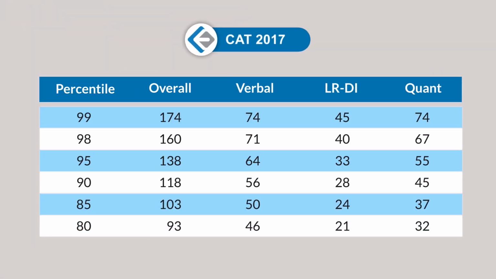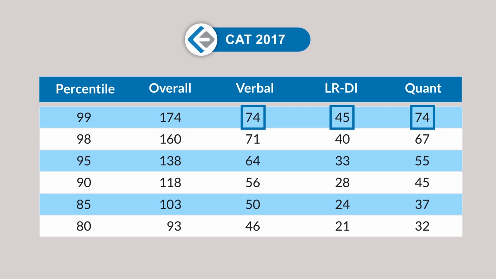The first and the second column are percentile and overall score, whereas columns 3, 4 and 5 have verbal, LRDI and quant scores. Now to get a 99 percentile, the verbal and quant sections need approximately 74 score, whereas for LR and DI, it requires only 45 marks to get a 99 percentile in that particular section. So we can clearly see one thing: getting a 99 in verbal and quant requires solving more questions than in LRDI.